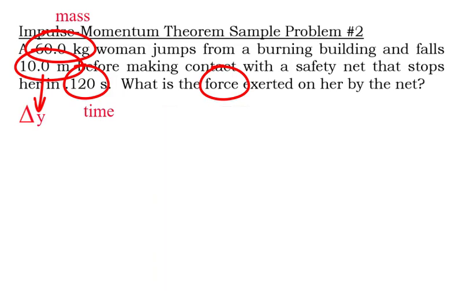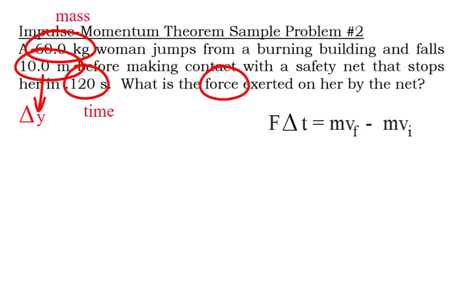Let's write down the equation for the impulse momentum theorem and take a look at it. We're looking for force. We know the time. We know the mass of the woman, but we have neither the initial nor final velocities at this point. So before we can solve this as an impulse momentum theorem problem, we'll need to do some kinematics.